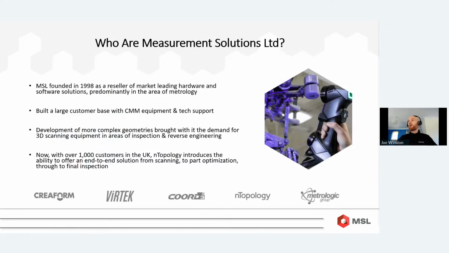So first, a quick background on MSL. We've been a reseller of predominantly metrology equipment for the last 24 years. And Creaform scanners are really the bulk of our business now. On the right here, we can see one of our Creaform HandySCAN. This is a handheld 3D scanner. We also have the option to bolt this to an automated system where it's on the end of a robotic arm. And that's the application that we're going to be looking at in the webinar today.